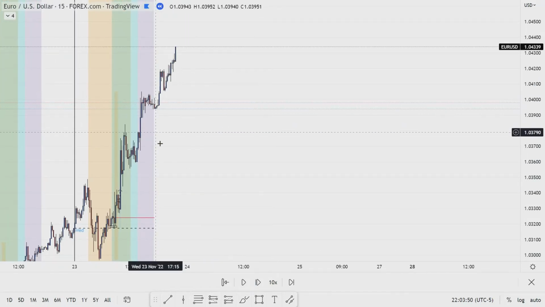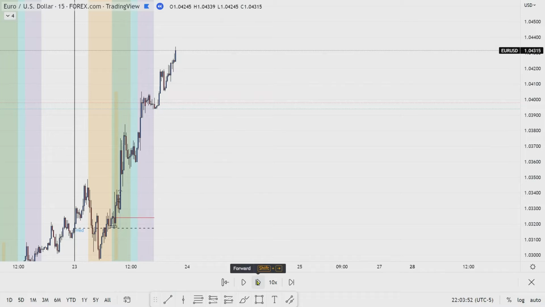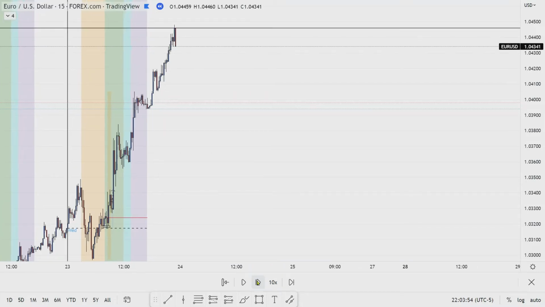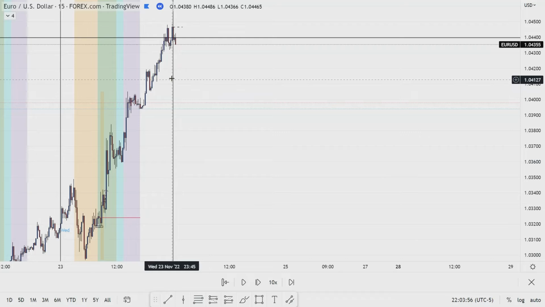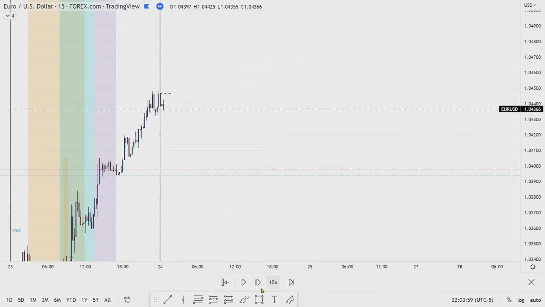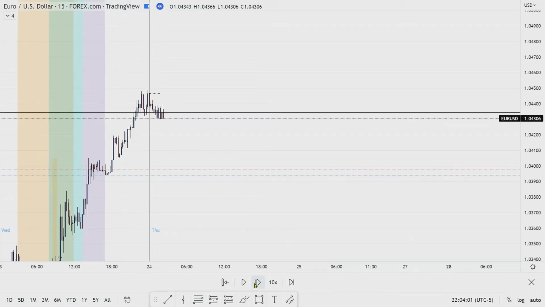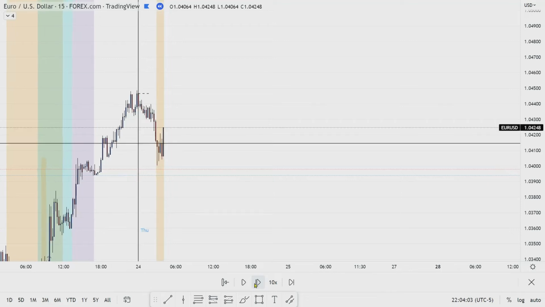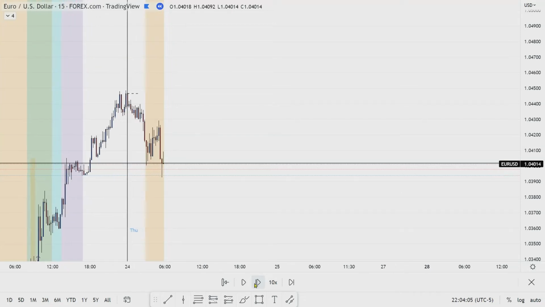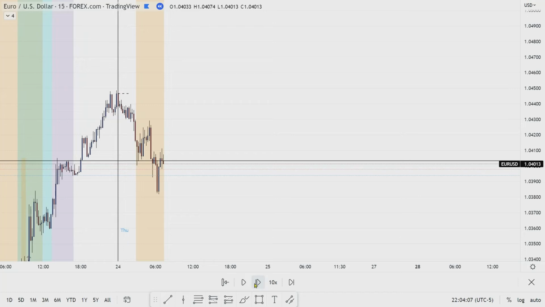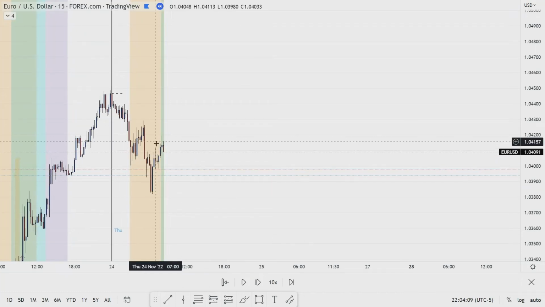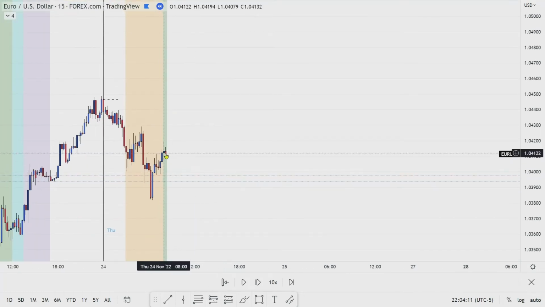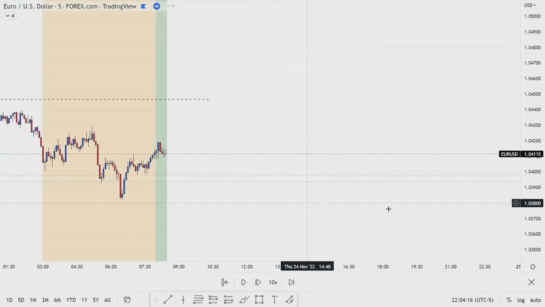So as we can see, the day's over. Well, New York sessions are over for Wednesday. We're going into Asia. We have that line marking the new day. We're now in London for Thursday. And now we're in New York morning session. So let's go back down into those lower time frames.